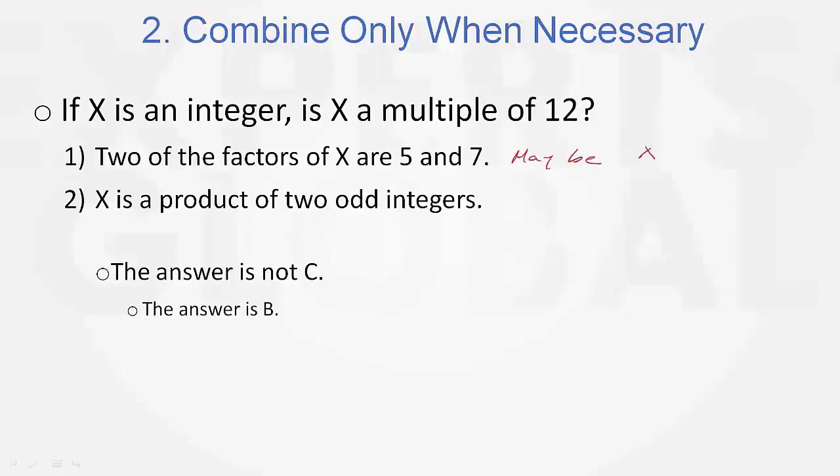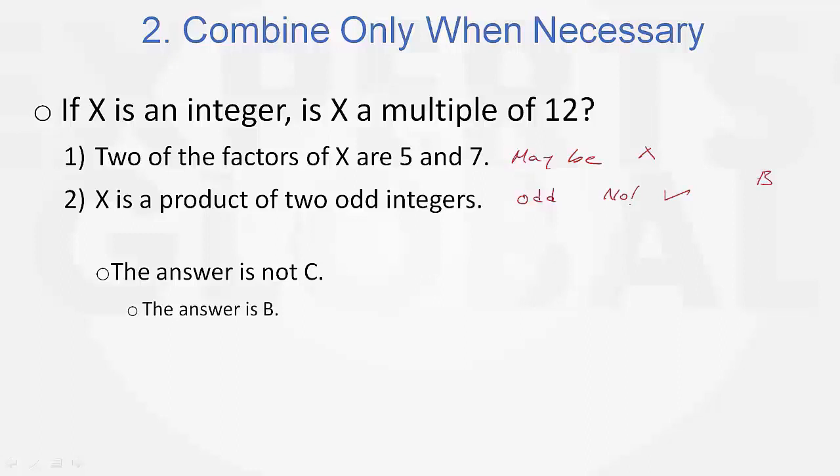Statement 2 alone says that x is a product of odd integers, and therefore x has to be an odd integer. If x is odd, x cannot be a multiple of 12, and therefore statement 2 is leading to an answer no. Remember, no can very well be an answer, and therefore statement 2 is sufficient. Therefore, we did not have to combine. Statement 2 alone was sufficient. B is the right answer.